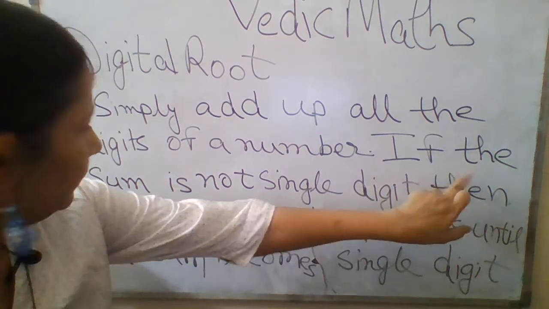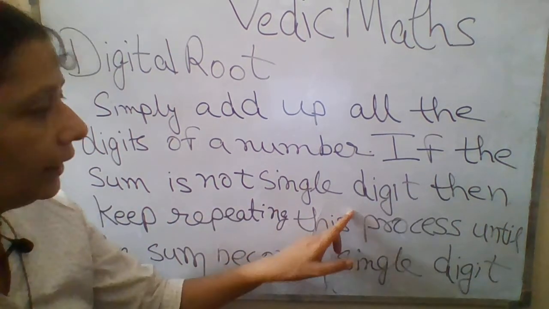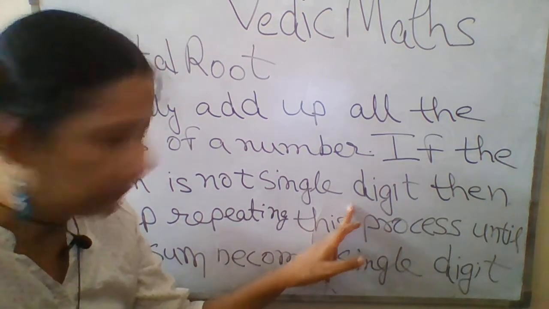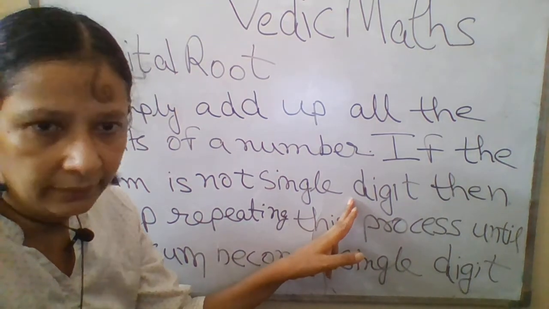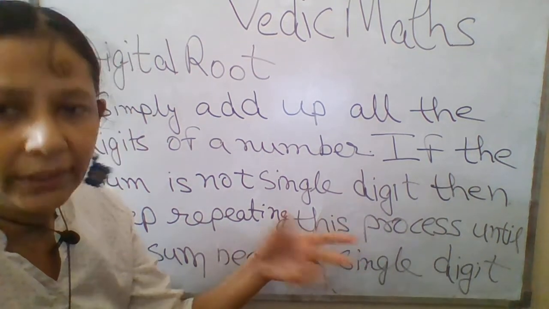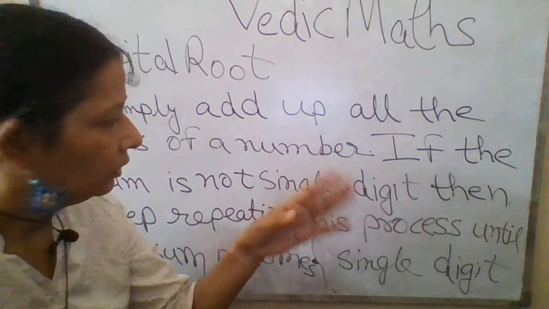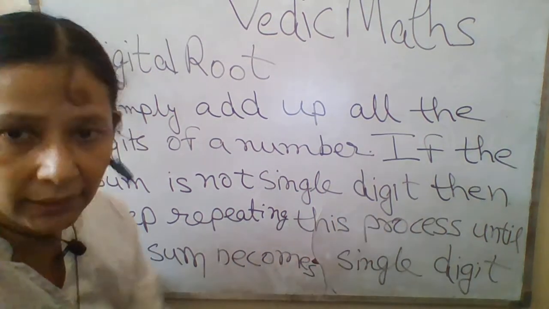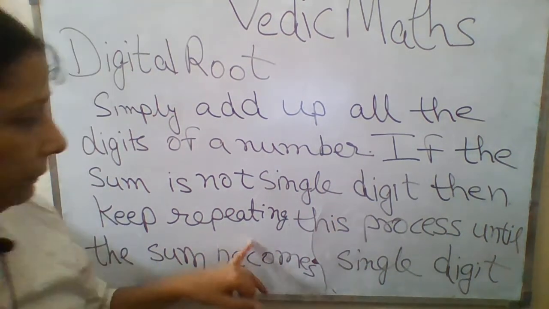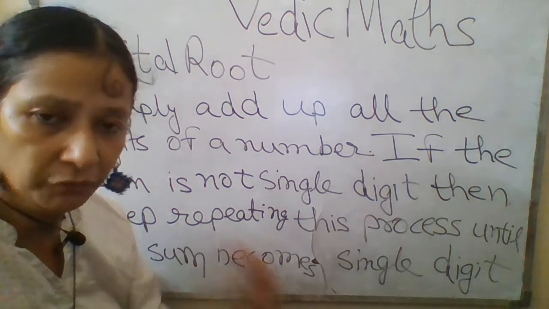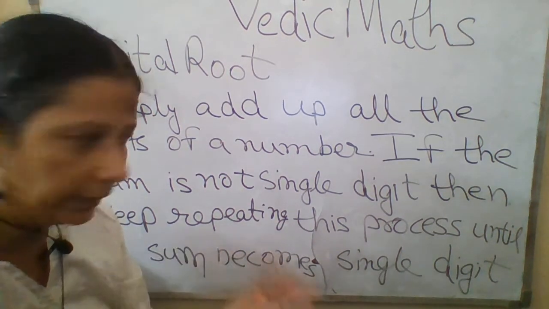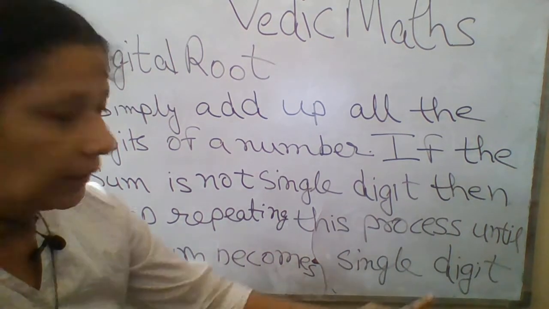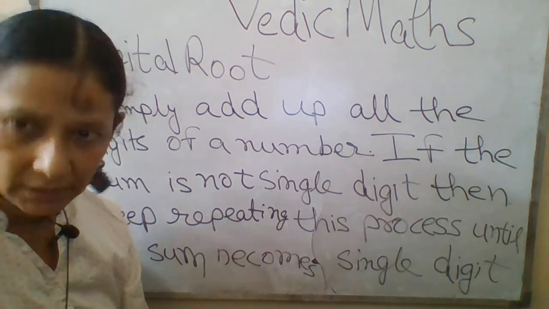And if the sum is not a single digit, this I will explain to you when you are doing the addition of digits. Like 10, you know 10 is not a single digit. You may get the answer 10, 12, 99, 100, whatever answer you can get. If the sum is not a single digit, then keep repeating this process. Keep on adding all the digits until the sum becomes a single digit.